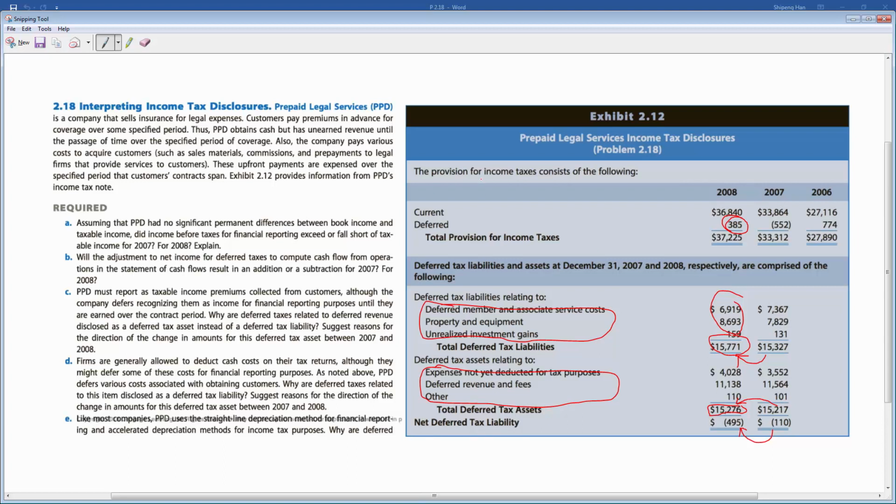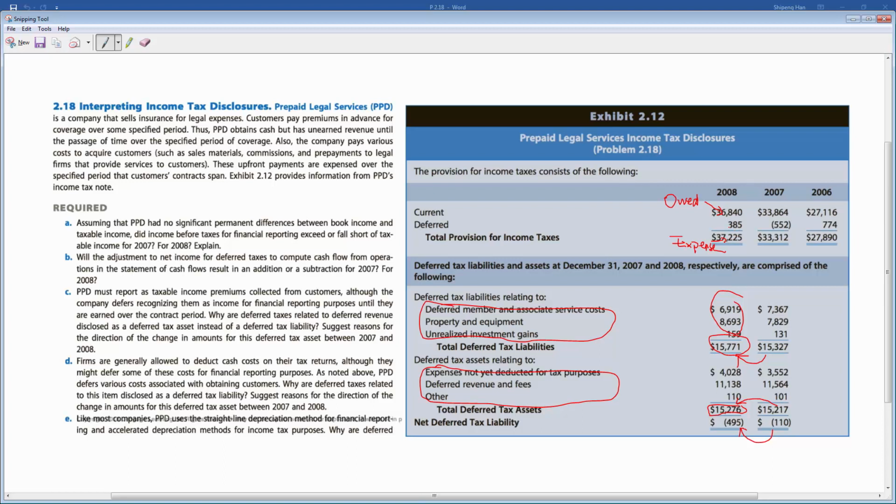Okay, so what's the meaning of current and deferred? So the current represents the tax owed in current year. Okay. This is tax owed. And this is actually the tax expense. Okay. And this is represent the difference.